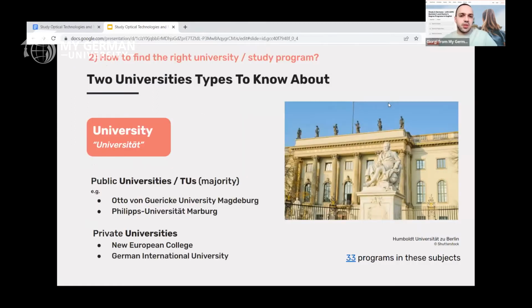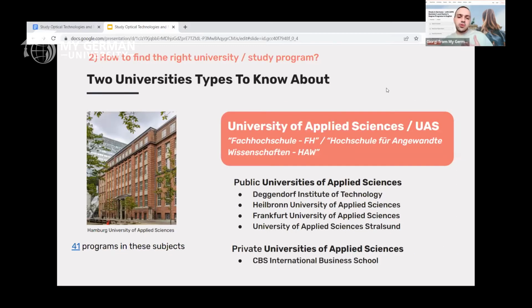Also, there are two types of universities that you should know about. The first type is Universität, or just university. You can filter for that in our study finder for programs in optical technologies and mechanical engineering offered by this type of university, and you'll be able to find 33 programs in this field. The second type of university that I want you to know is University of Applied Sciences. When you go to our study finder, you'll be able to find 41 programs that are offered by these types of universities.